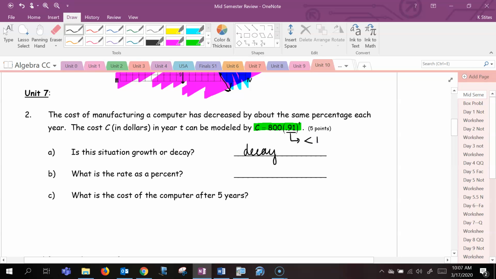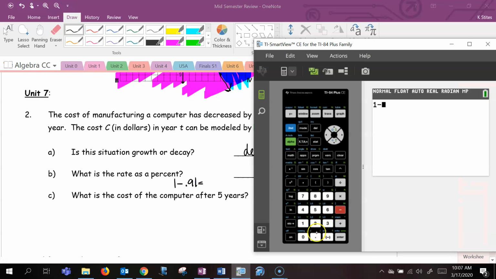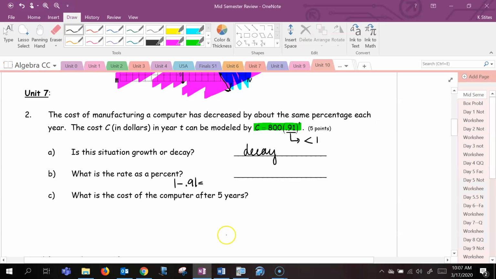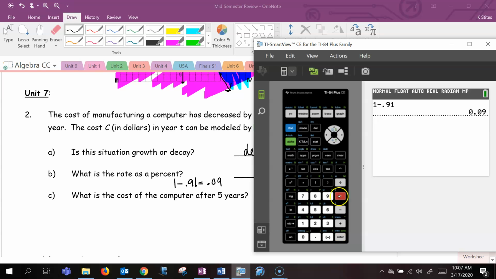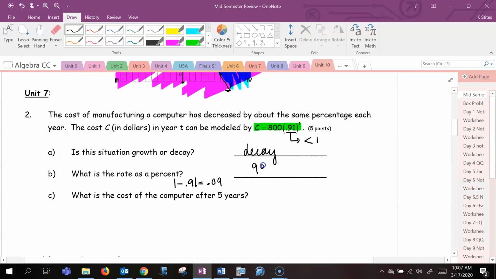Now, your rate as a percent is tricky. This is hard to do when you have decay. We're going to take our 0.91 and subtract it from 1. And that gives us 0.09. And then the 0.09 we will convert to a percent. We can do that by multiplying by 100 or moving your decimal 2 places to the right, and that will give you 9%.